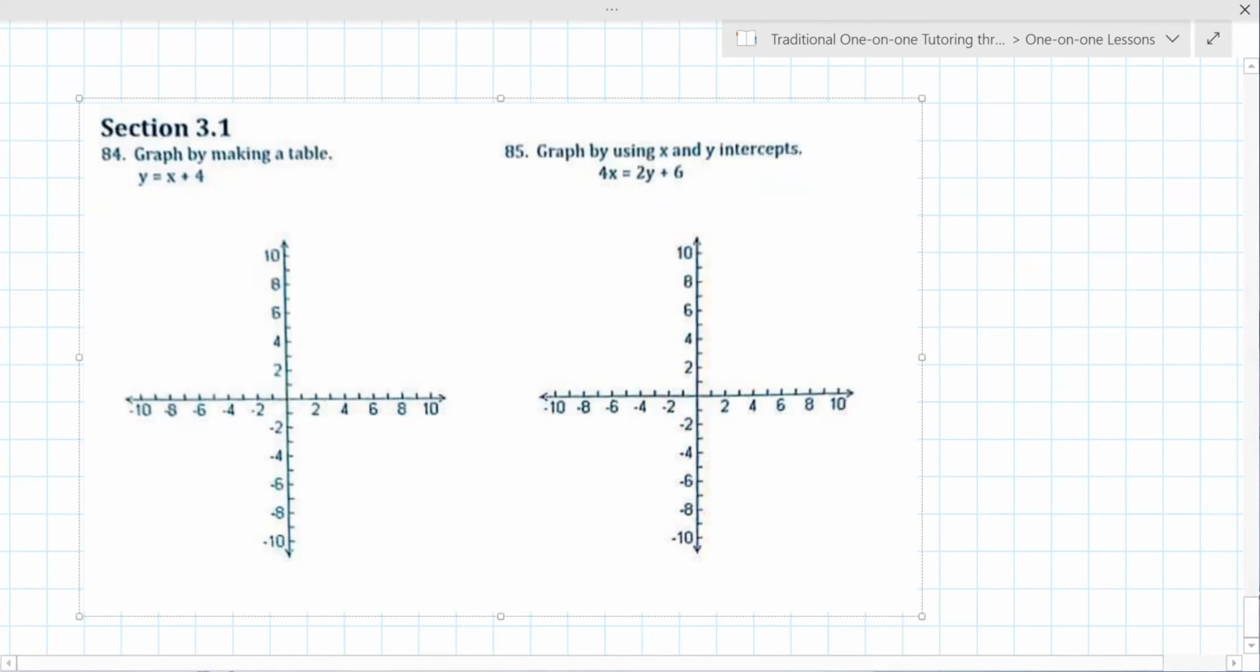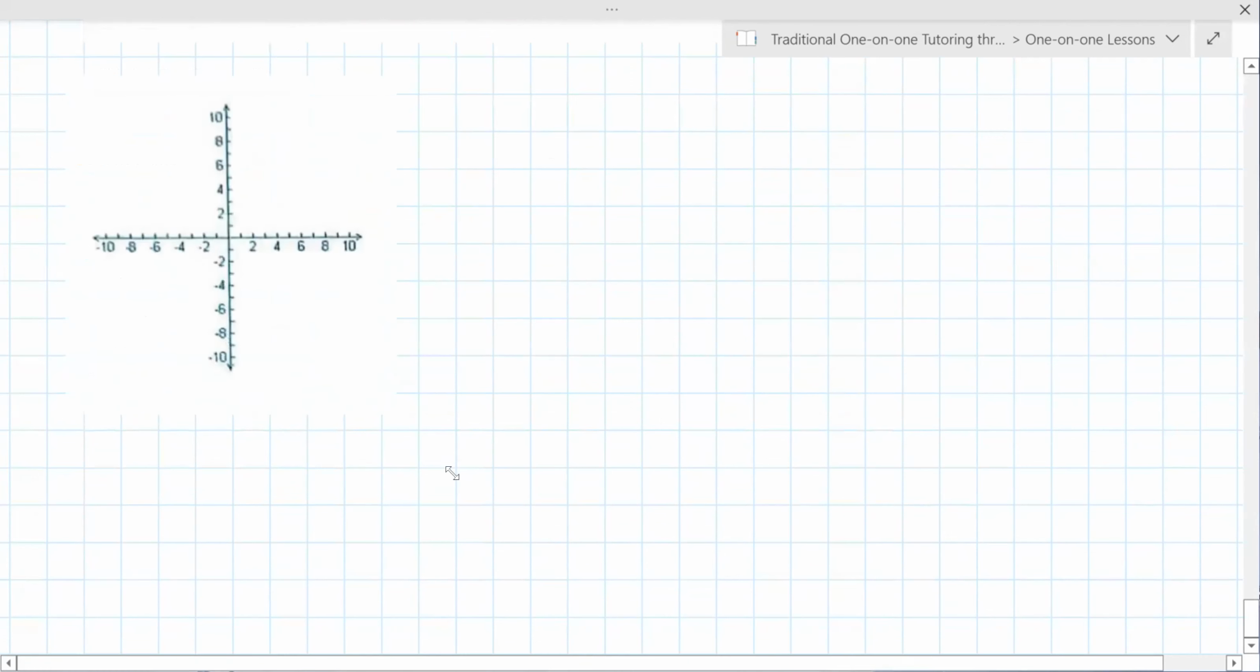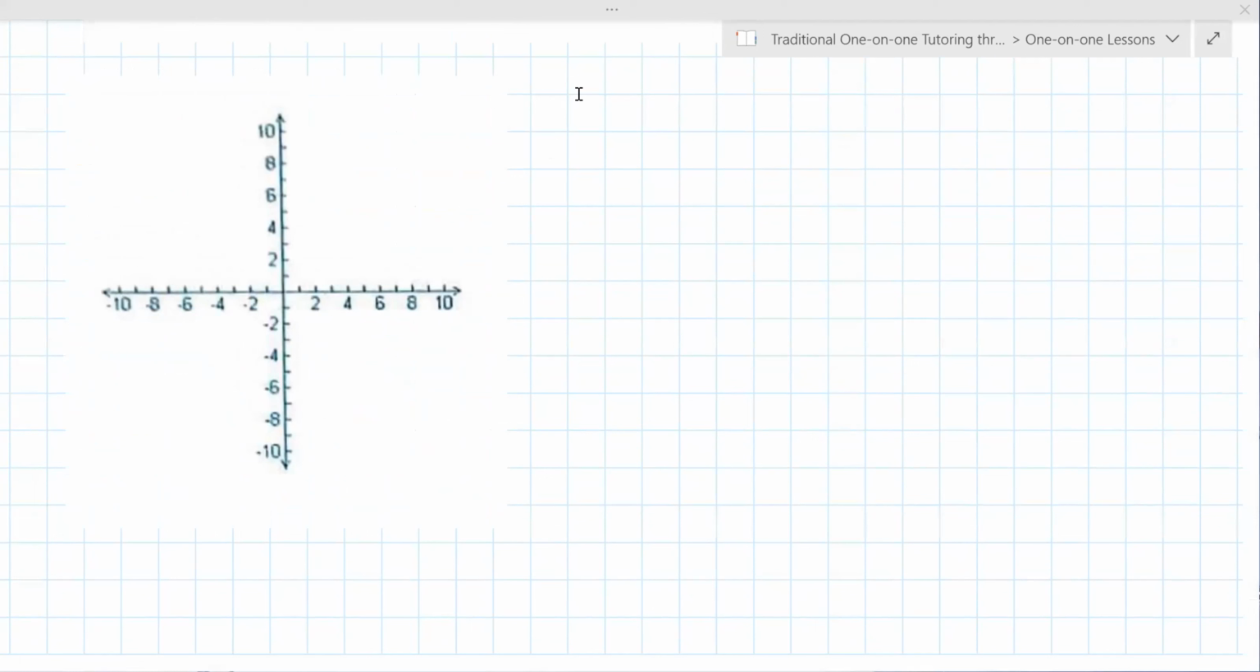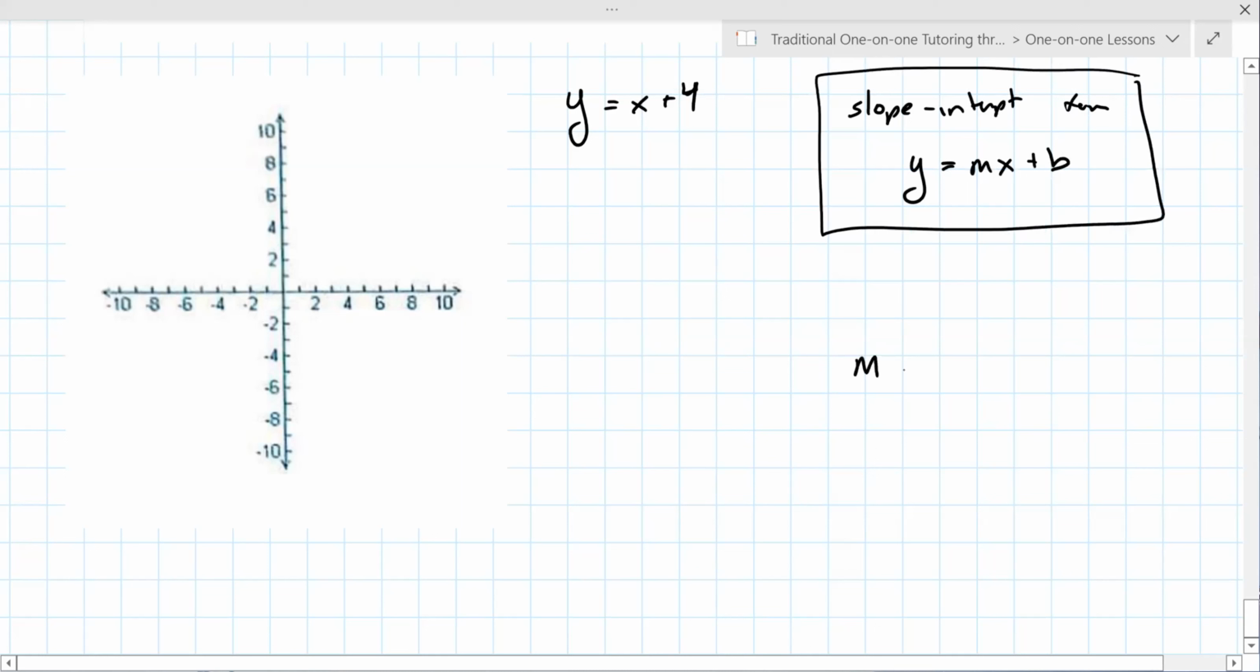Okay, so we're going to look at the one on the left here first. You do not have to graph it by making a table. If this were a free response question, you could. You can do it another way though. Do you have a way that you might graph an equation in what's called slope intercept form? What do you do to graph it? Isn't the equation like y equals mx plus b maybe?